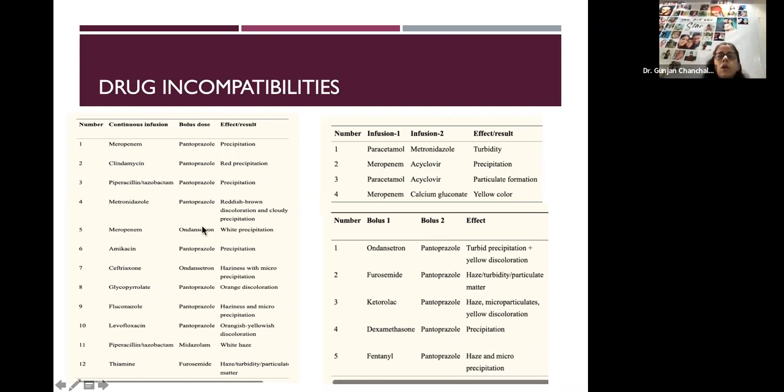Also, another commonly used drug is ondansetron, which we commonly use. That is also commonly incompatible with meropenem and ceftriaxone. Then midazolam is incompatible with piperacillin-tazobactam, and Lasix, or furosemide, is incompatible with thiamine. So these are the common ones. Even when we administer pantoprazole, we have to think twice about what we are combining it with. Lasix is also incompatible with pantoprazole.